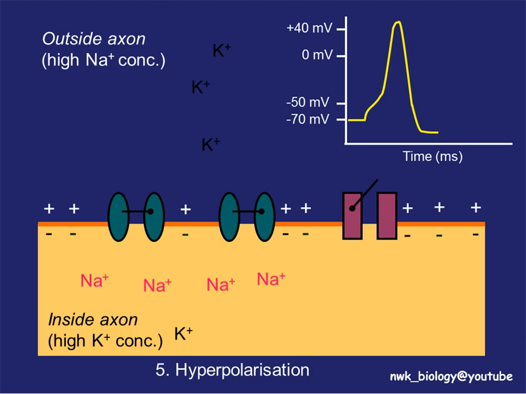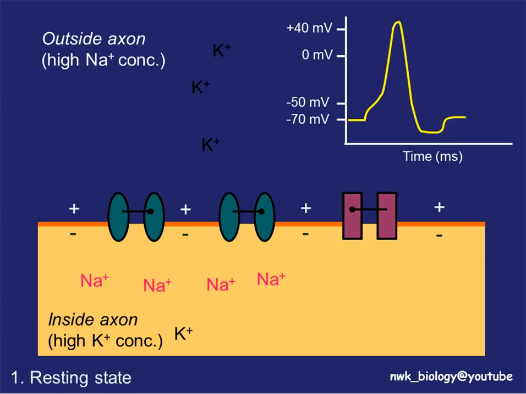However, after some time, the voltage-gated potassium channels close completely. The membrane potential will reset to its normal condition, which is negative 70 mV. This marks the end of the generation of an action potential.